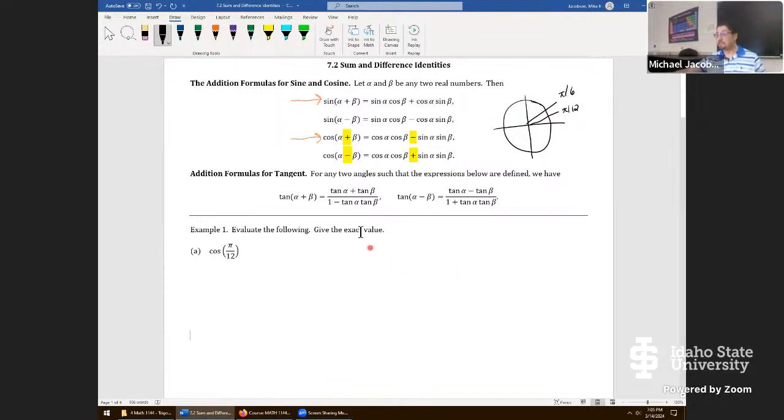Already there's a mystery here. If you're using the addition formulas for sine and cosine, you're expecting two things, an alpha and a beta. Once you find the right alpha and beta, you're just plugging them in and calculating as you go, left to right. But this doesn't provide it. So the very first step is we take pi over 12, and we have to rewrite that thing as two different angles. This is the trickiest step.